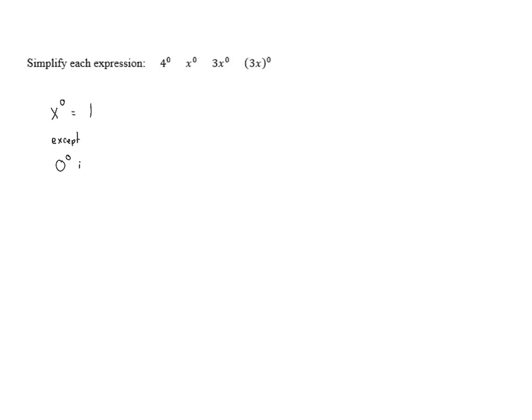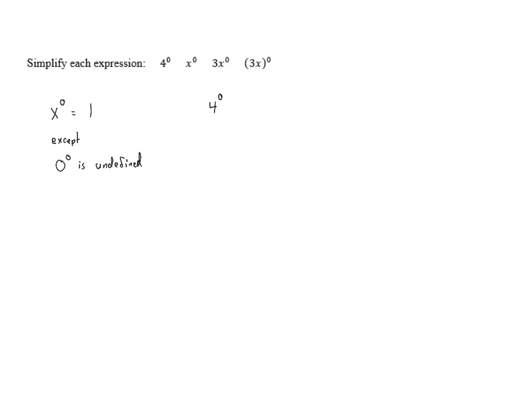0 to the 0 is undefined. It's kind of like dividing by 0. It's something we can't do. But any other quantity to the 0 power is 1. So let's look at these problems.